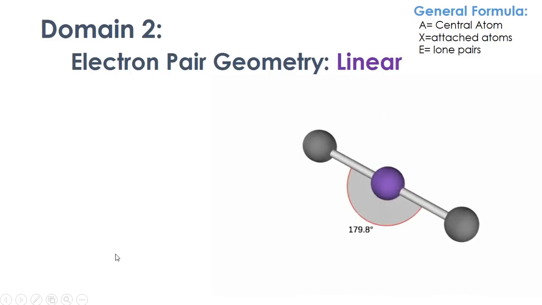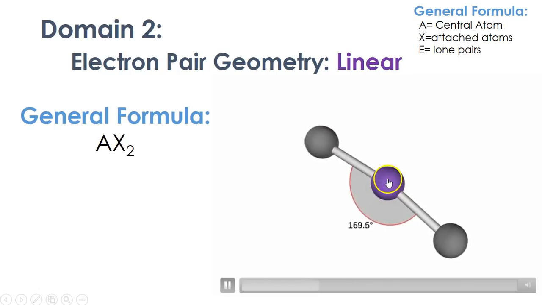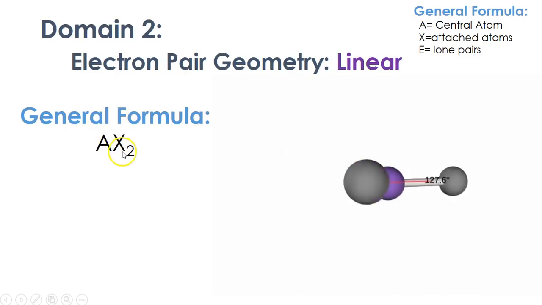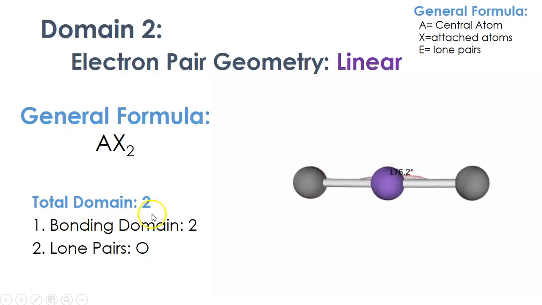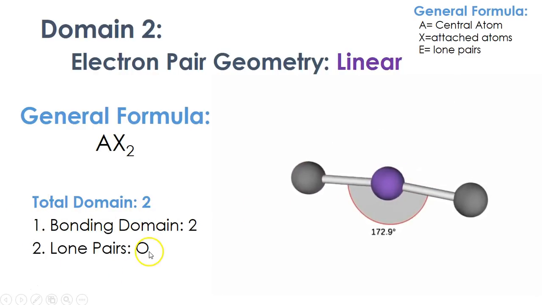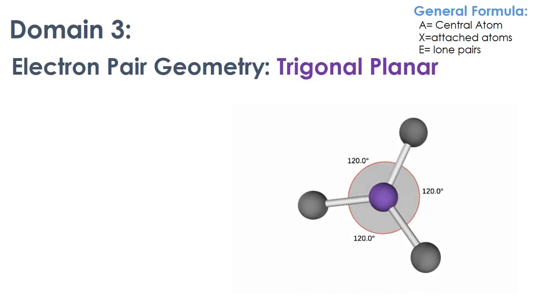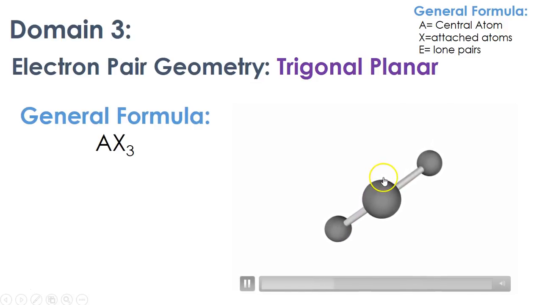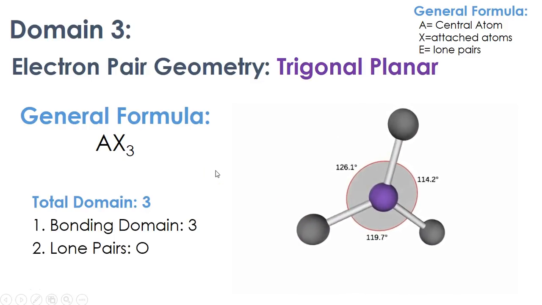If we have something that has a domain 2, that also is called linear. We have a central atom over here that is attached to two other atoms. Therefore, our general formula looks like this, AX2. In this particular molecule, we have two bonding domains because we only have two bonds and no lone pairs. If we have a domain of 3, that name is called trigonal planar, and the formula looks like this. And in this image, we have a central atom and 3 attached atoms and no lone pairs, making a total domain of 3.